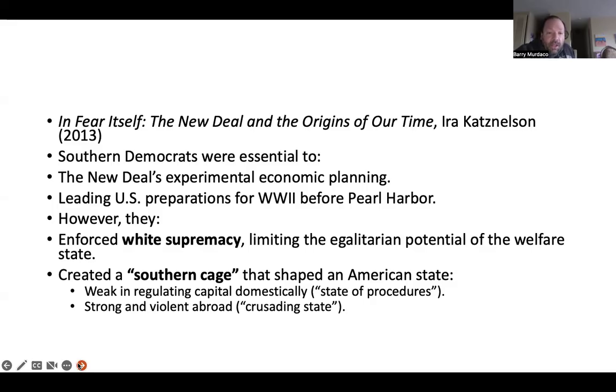They also played an important role in the U.S. preparations for World War II. They were against Nazi Germany and their expansion throughout Europe. He argues that this created what he calls a Southern cage that shaped the American state. It was weak in regulating capital, but it was strong and violent abroad.